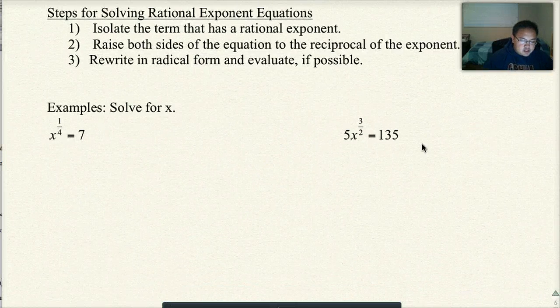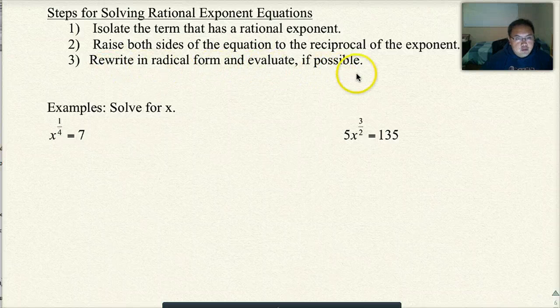So now the last part is solving for rational exponent equations, just so that you understand and remember how to do this. What you want to do is you want to get x by itself. So to solve it, you isolate the term that has a rational exponent, so get that term by itself, raise both sides of the equation to the reciprocal of the exponent, and then rewrite in radical form and evaluate if possible. So you're going to multiply or raise both to the reciprocal of the exponent.